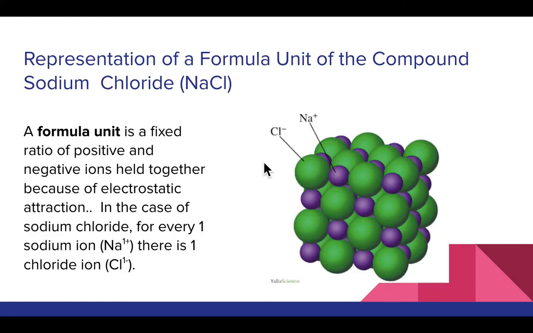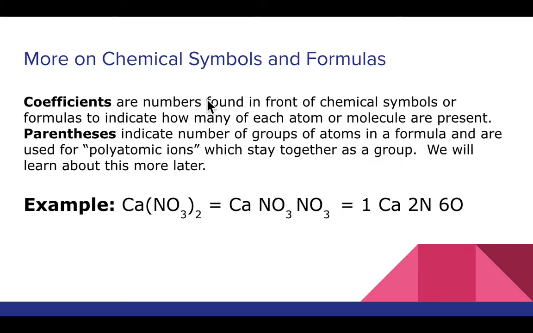Let me just show you a formula unit for sodium chloride. So the formula unit for sodium chloride is NaCl. Now you'll notice we don't have kind of distinct particles, but we do have a ratio of sodium to chlorine. There are 2 symbols, and the ratio is 1 to 1. Now let's just talk about coefficients and parentheses. So coefficients are numbers found in the front of chemical symbols or formulas to indicate how many of each type of atom or molecule are present. So we'll talk about that in the next slide, but parentheses often confuse chemistry students.